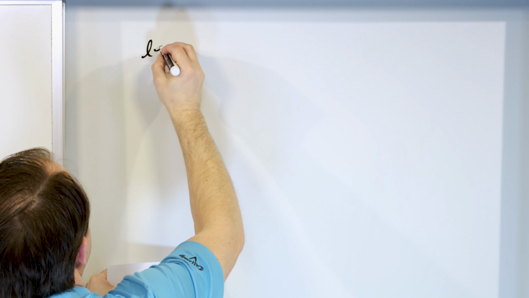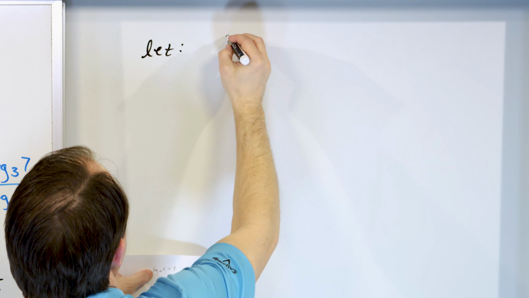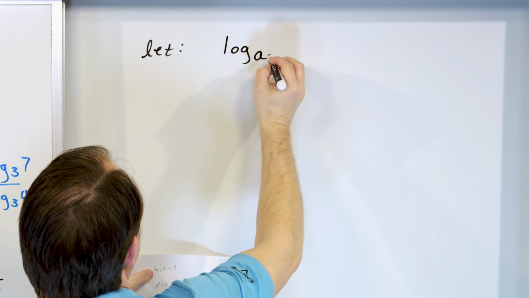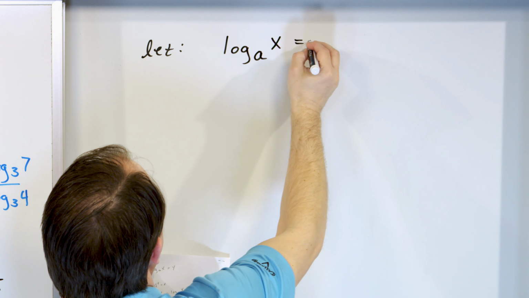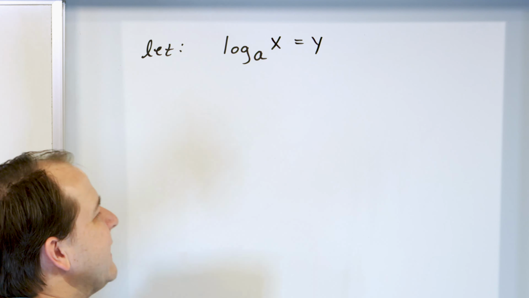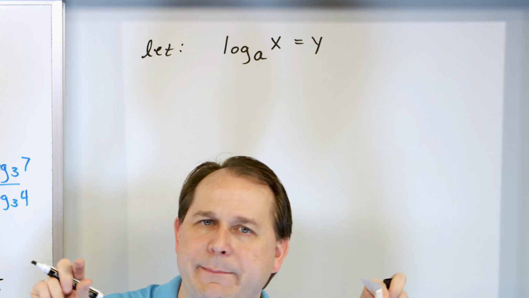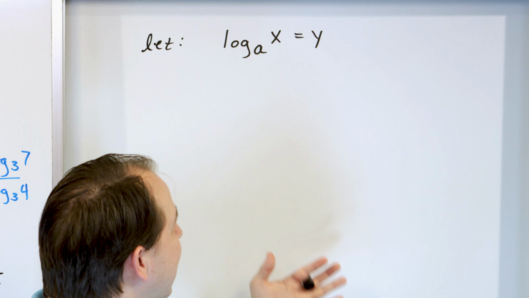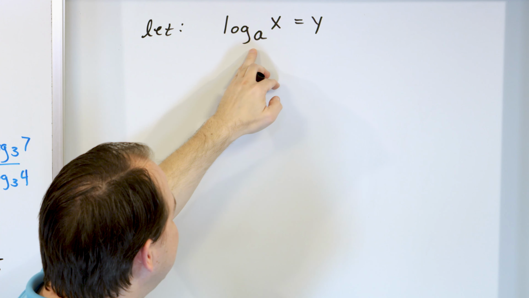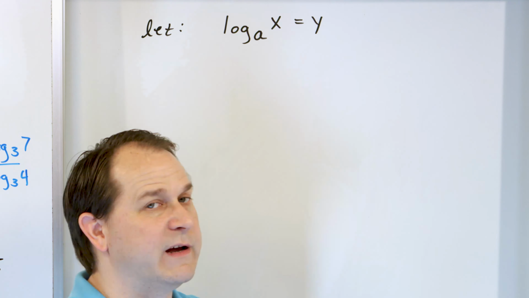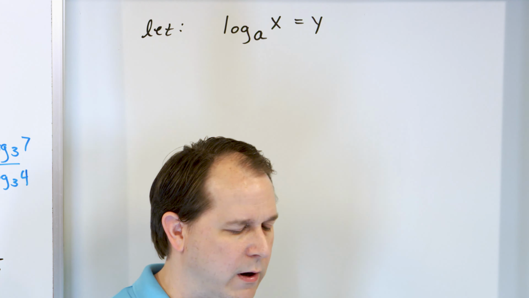I'm going to say let the following thing be true. Logarithm base a of some number x is equal to y. In a proof, in my initial step, I can let anything equal anything. I'm just assigning letters, basically. I'm saying a base a logarithm of some number x is equal to some number y. Of course, I can make any assignment I want.